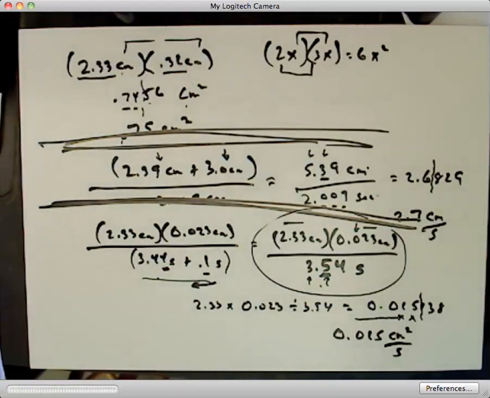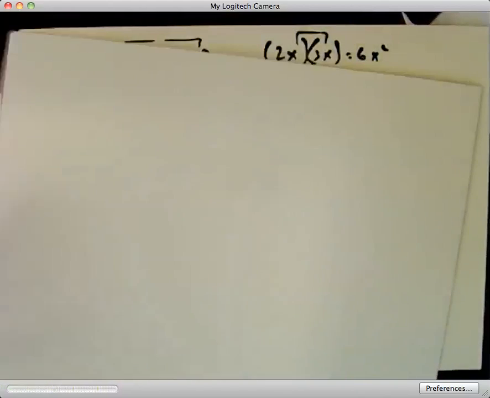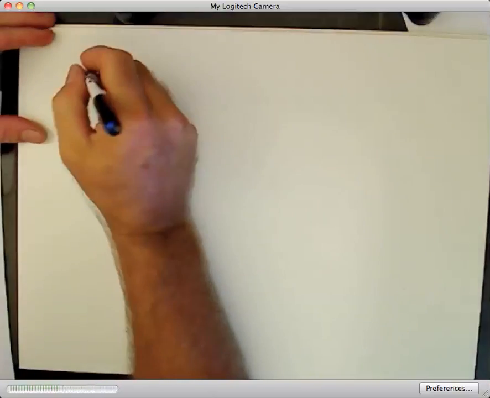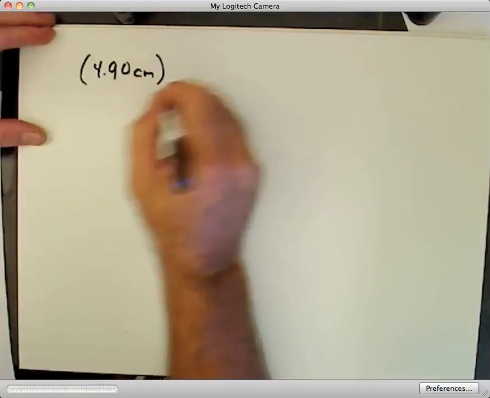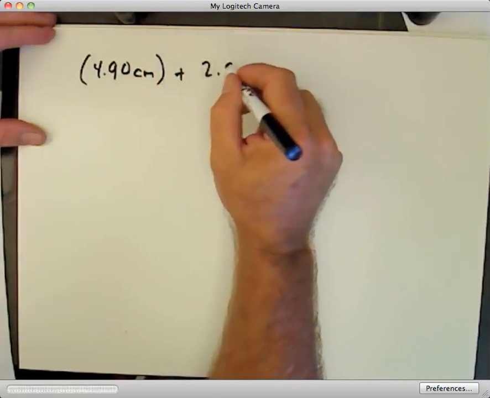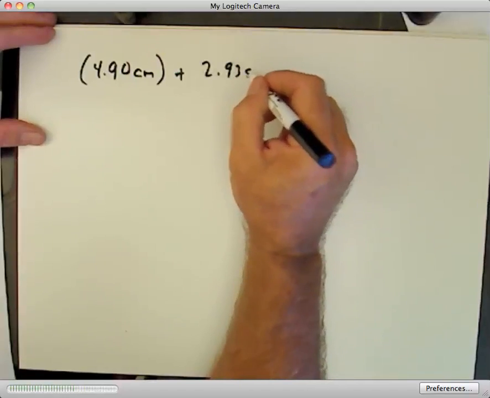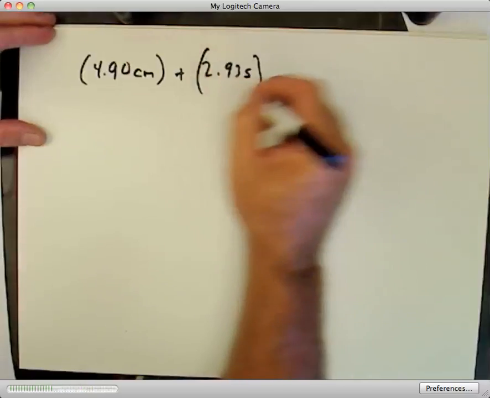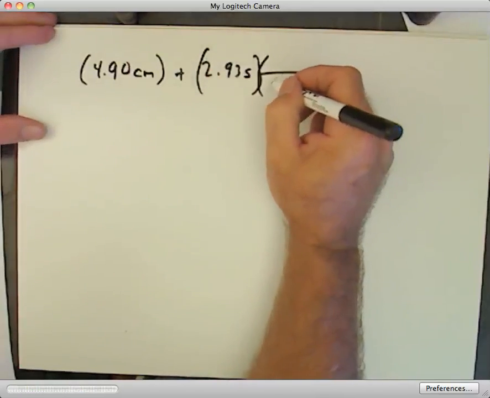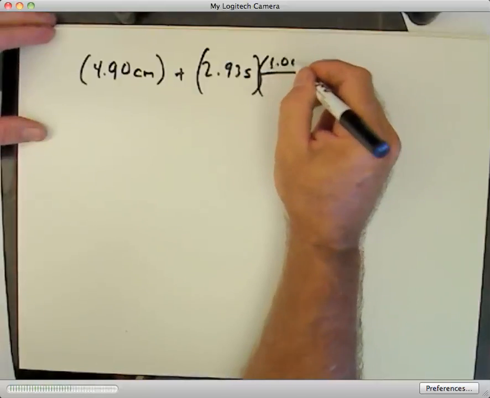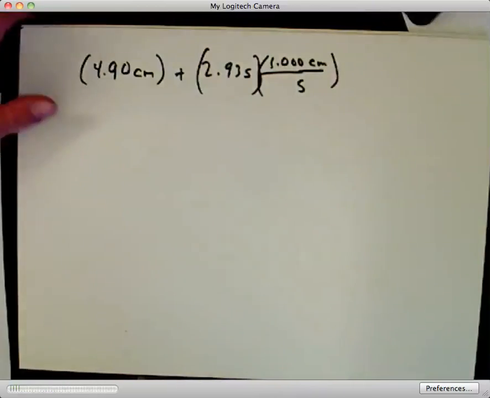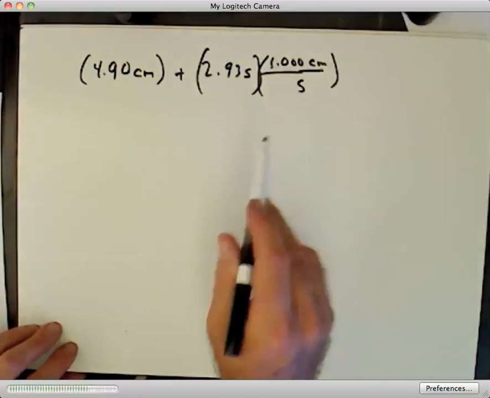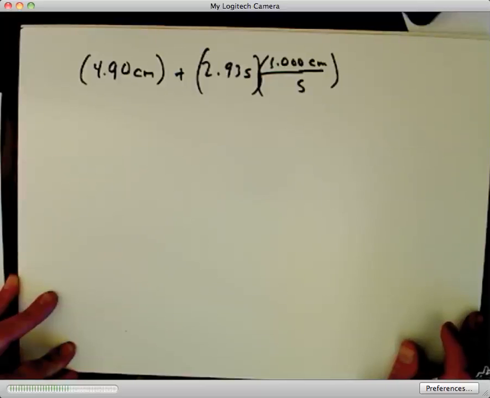Okay, one more example. What if we had a problem like this that was even more complex? Maybe a problem like this. 4.90 centimeters plus 2.93 centimeters or seconds, and then I'll make that times 1.000 centimeters per second. Okay, so there's a problem where I have a multiplying rule and an addition rule.